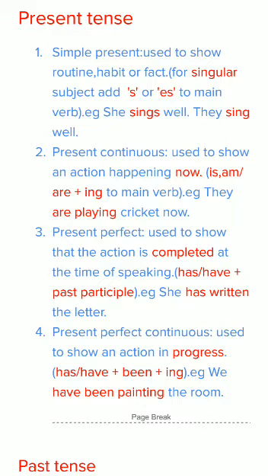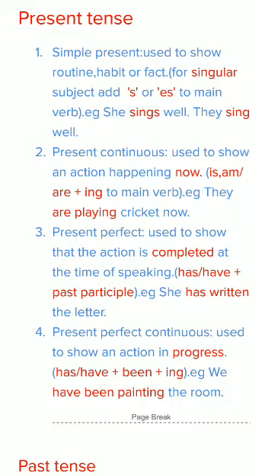The last one under the present tense is the present perfect continuous. We use present perfect continuous to show an action that is in progress or going on and not completed at that moment. That means at the time of speaking, the action was still going on. Example, we have been painting the room. The verb have been painting shows that the painting is not over yet. It is still going on.